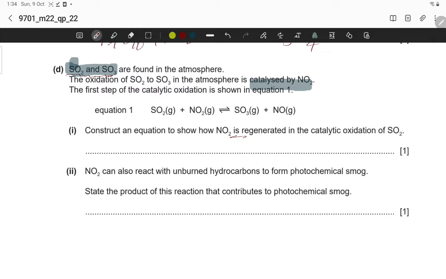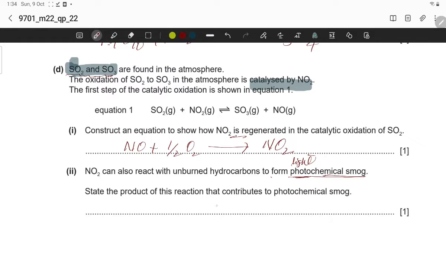So the reaction is NO plus half O2 to form NO2. NO2 can also react with unburnt hydrocarbons to form photochemical smog. Photo means light, sunlight. Photo means light, the reaction which takes place in the presence of sunlight, so to form photochemical smog.